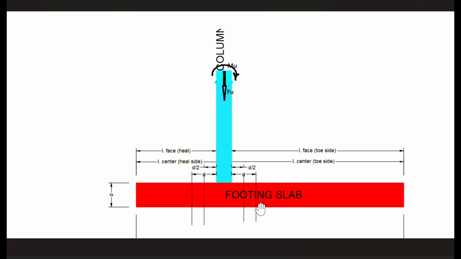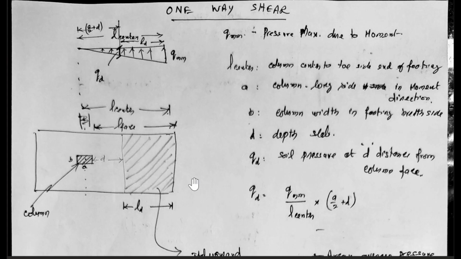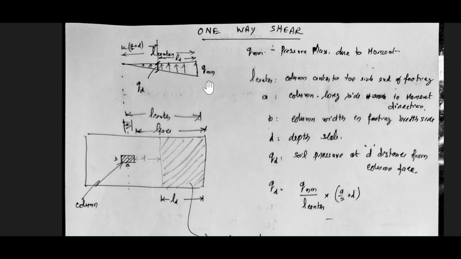So to find this shear, we shall go to this drawing. This portion is the exterior portion beyond the distance of D from the column face. So out of the total pressure applied, the pressure over this shaded portion is the shear force going to act on this section. Upward soil pressure due to moment happens in this way.